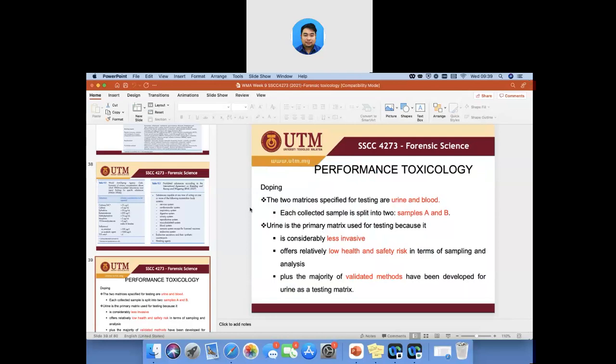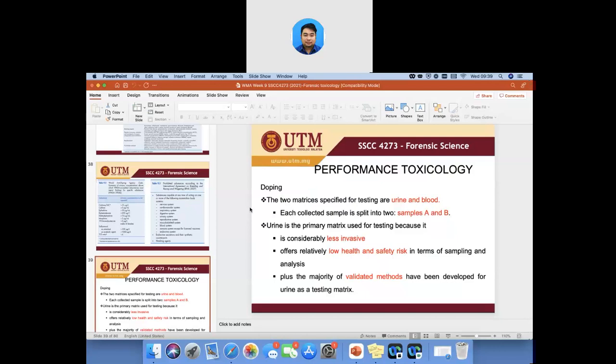So doping. What are the samples that are required for doping? There are two matrices specified for testing, which are urine and blood. So you need to remember, urine and blood are the two most useful specimens for doping. The collected specimen of urine and blood is going to be divided into two, which are sample A and sample B. There is a reason why it is called sample A and why it is called sample B. We will look at it after this.